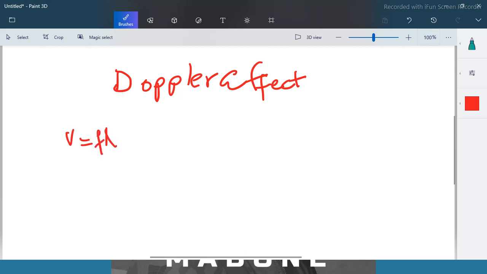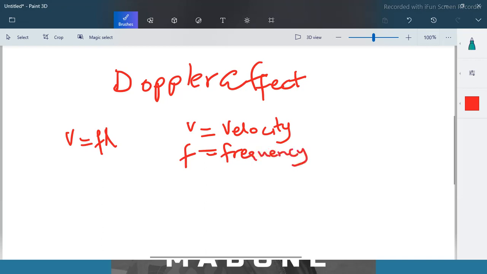Right. Okay. In this equation, V stands for the velocity. Always in physics, V stands for the velocity. Your F stands for the frequency. I need you to note this down, because this is usually 3 marks. They usually ask this question that I'm going to try and do right now. This is your wavelength. Right, guys?